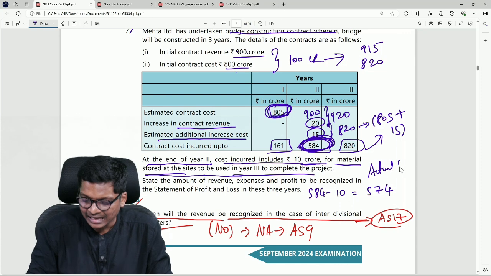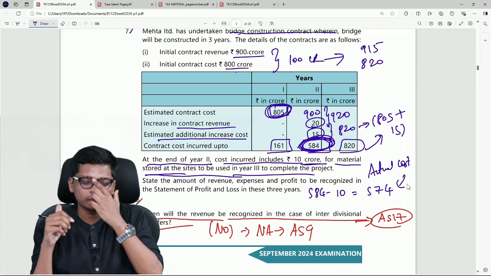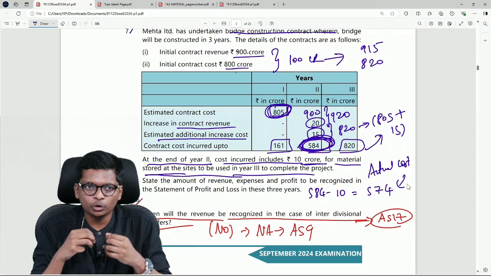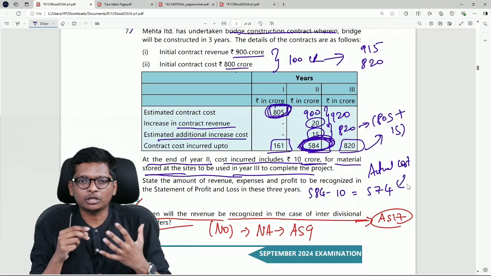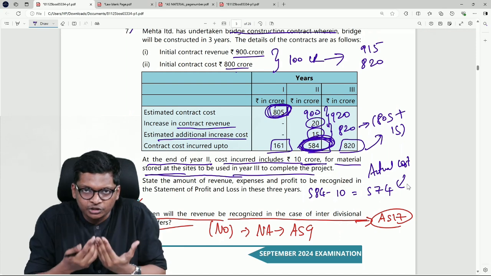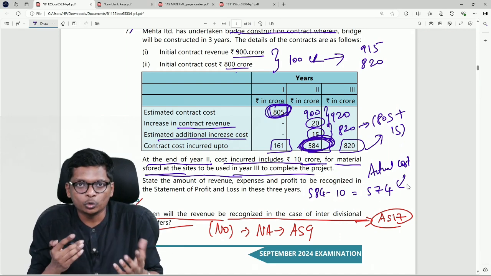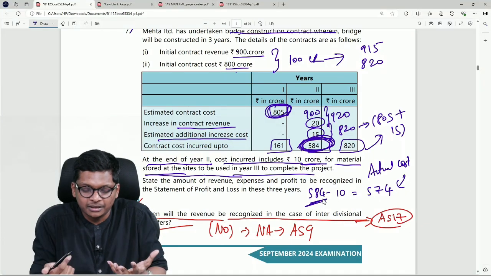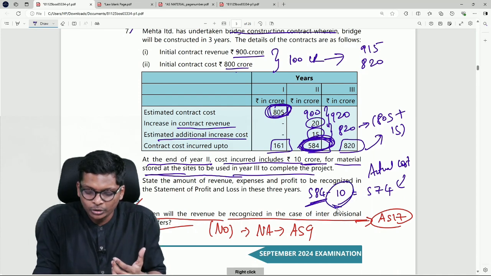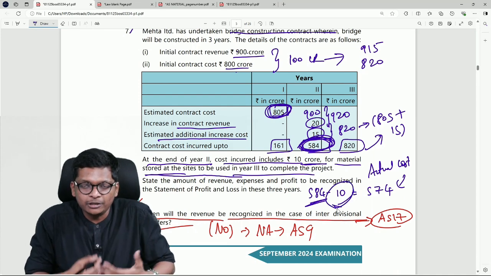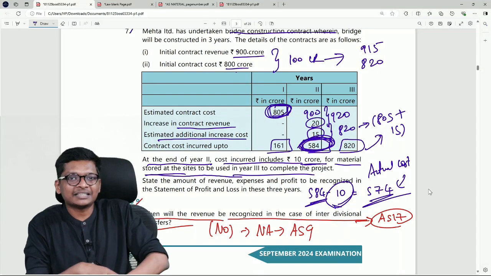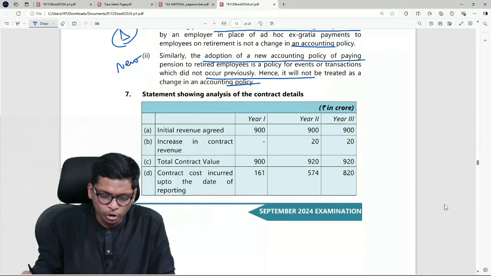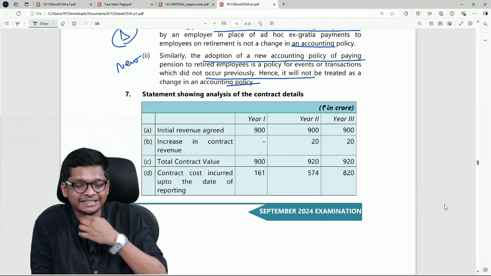Therefore, what is the actual cost? 574. It's like saying you got 2 chocolates with you, you ate only 1 chocolate. How many chocolates you have left? 1. What you actually ate is 1. You can't tell you ate 2 when you ate only 1. Same way here, 584 is the total cost I spent, but I did not use 10. So I did not eat this 10. What you actually ate or what you actually spent is 574. Fine. Let's go and solve this with the solution itself so that it becomes easy for us.